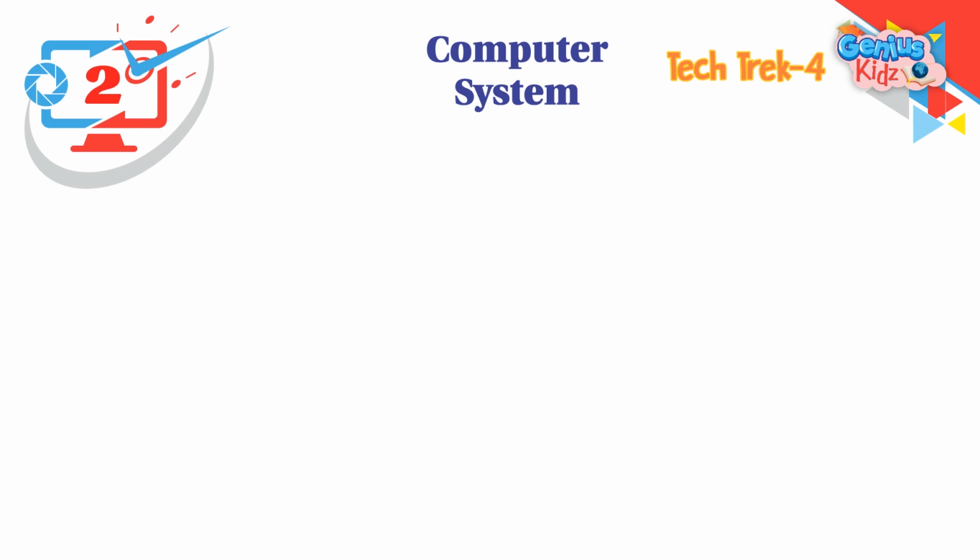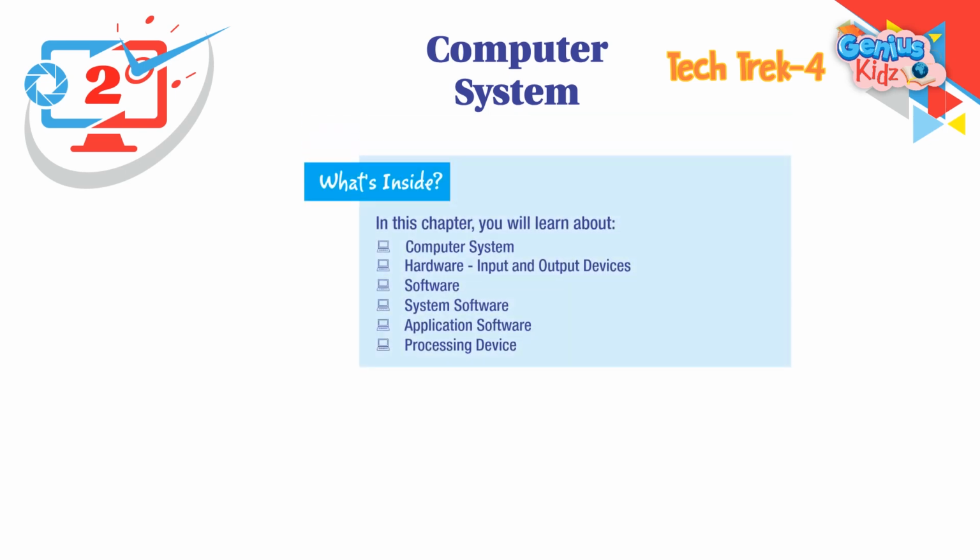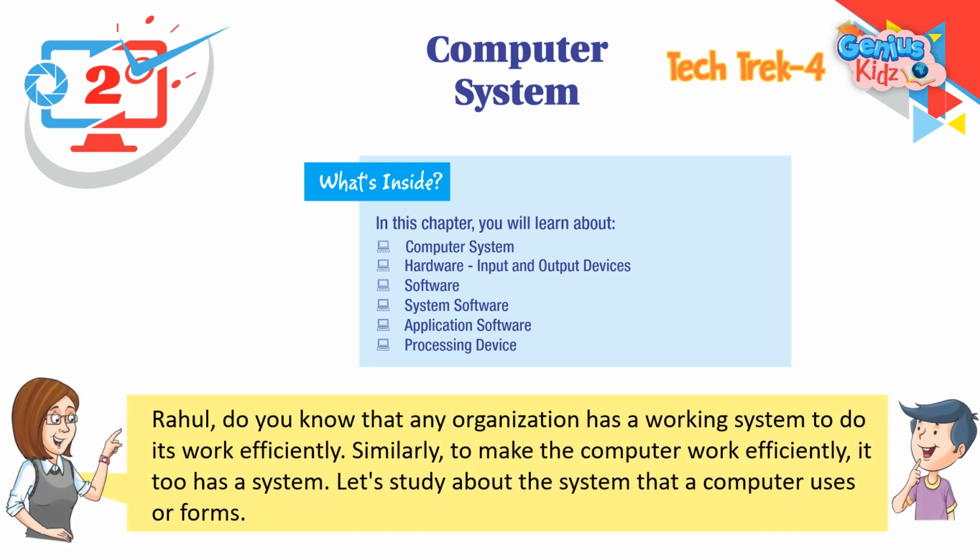Chapter 2: Computer System. What's inside? In this chapter, you will learn about computer system, hardware, input and output devices, software, system software, application software, processing device. Rahul, do you know that any organization has a working system to do its work efficiently? Similarly, to make the computer work efficiently, it too has a system. Let's study about the system that a computer uses or forms.